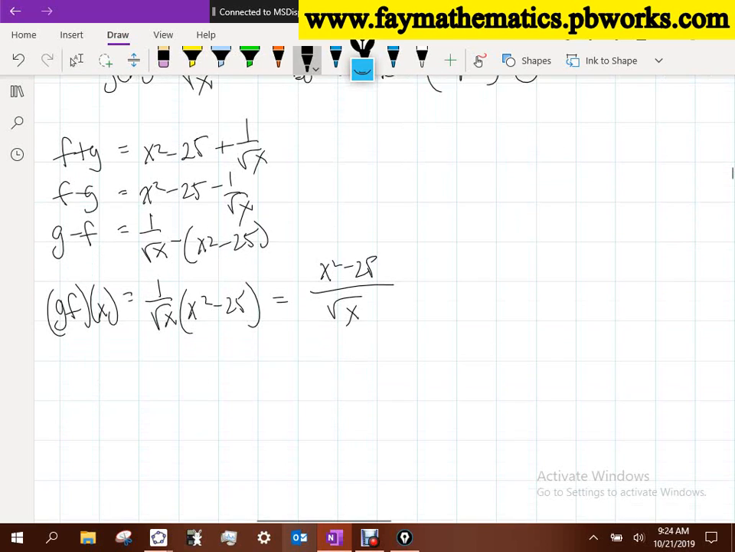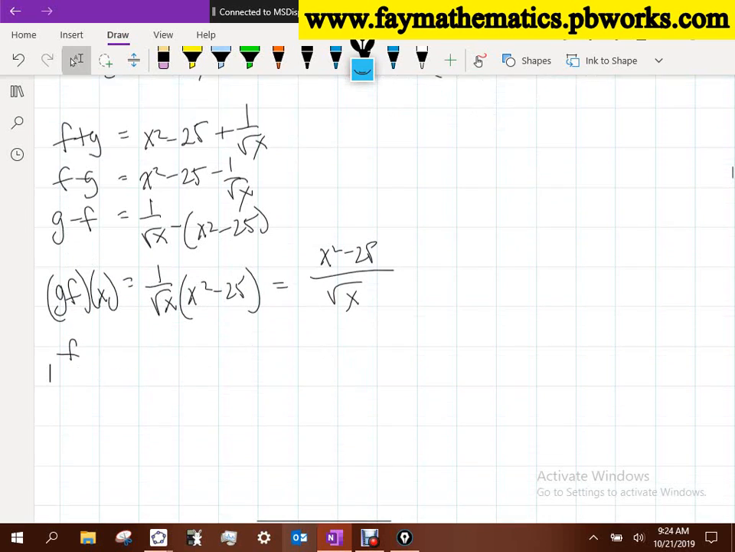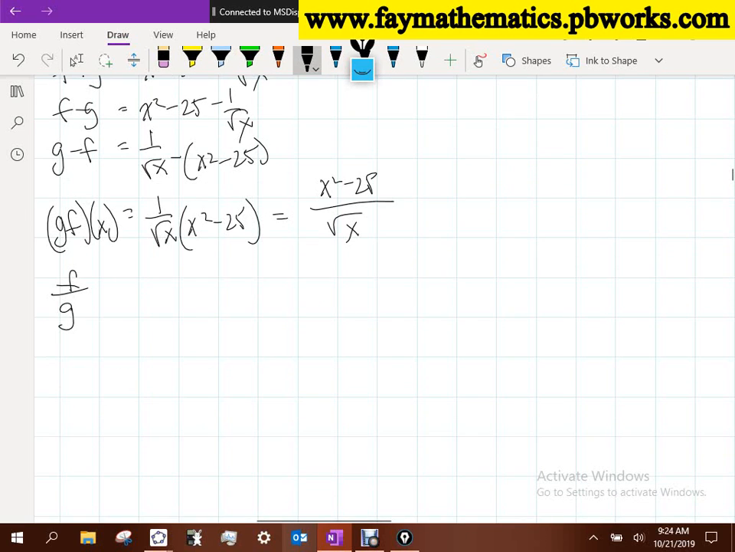so now I'm going to ask the question, what's f divided by g look like? F divided by g. Okay. Well, f was x squared minus 25. G is 1 over root x, right? Now, algebraically, when I go ahead and simplify this, I think I should simplify that because it's a compound fraction now, multiplied by the reciprocal of 1 over root x, right? So that's going to give me root x times x squared minus 25.